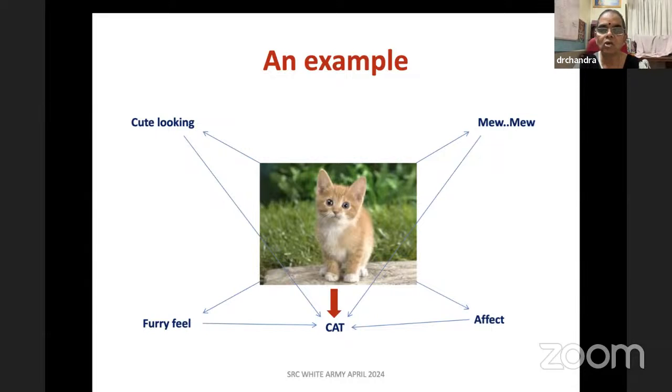That is the beyond perception. So visual perception is only the look of it. Is it cute or not? That is affective component. Mew mew is auditory component. Affect is limbic component. Furry feel is tactile component. So this is all processed once you see a cat. Only the visual processing has happened, but its sound is recognized, the affect is recognized, the feel is recognized, and its look is recognized. That is extra-striate visual processing.